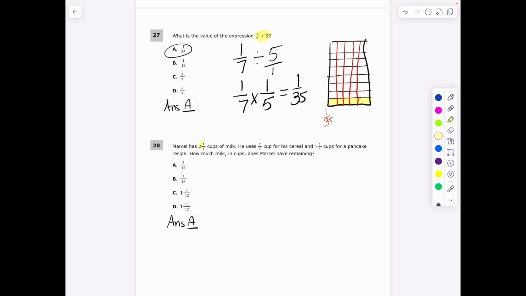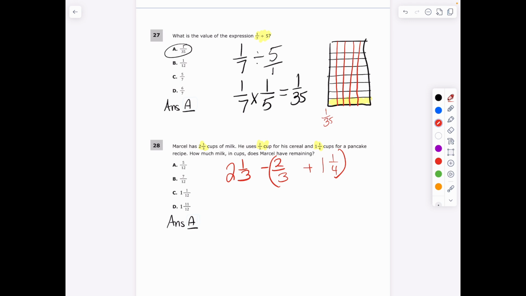Marcel has 2 1/3 cups of milk. He uses 2/3 of the milk for a cereal and 1/4 for a pancake recipe. How much milk does he have remaining? Okay, so this is my number sentence. I know I have 2 1/3. I'm going to take away the 2/3, and I'm also going to have the other 1/4. Actually, I'm going to add these two together, because that's the part he used, and subtract it from my total. That's going to be my goal.